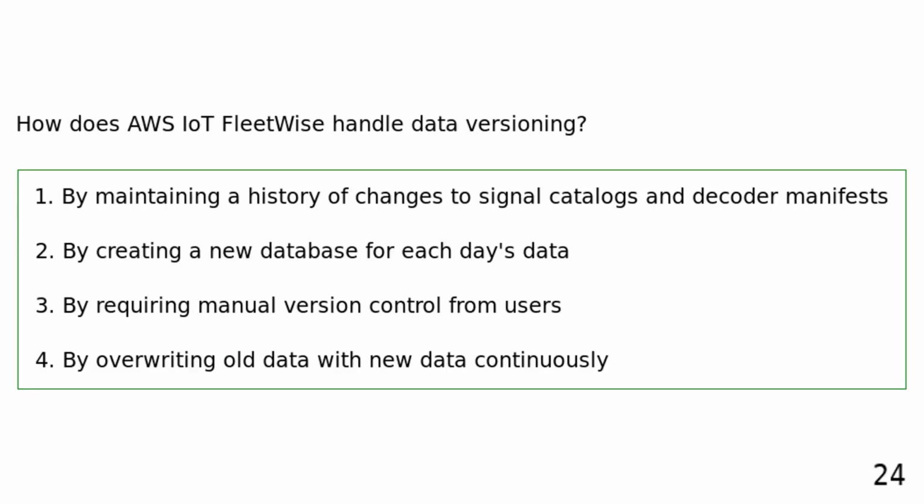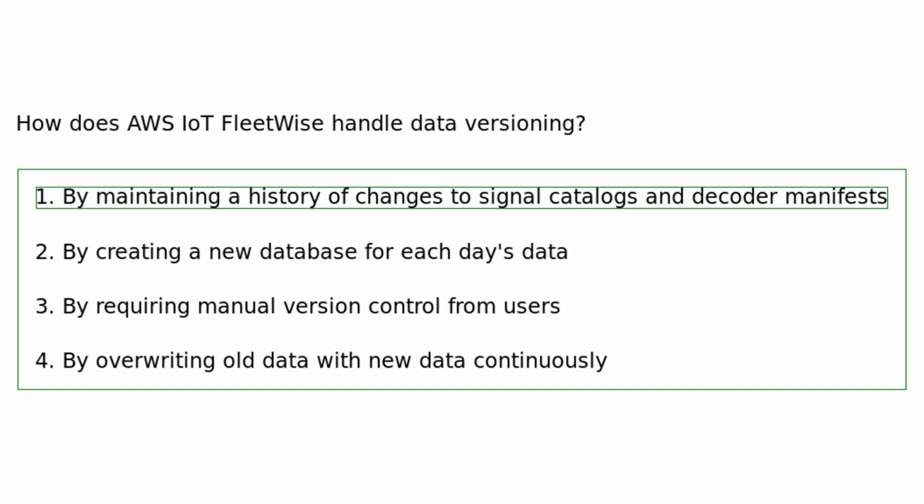How does AWS IoT FleetWise handle data versioning? By maintaining a history of changes to signal catalogs and decoder manifests. By creating a new database for each day's data. By requiring manual version control from users. By overwriting old data with new data continuously. AWS IoT FleetWise handles data versioning by maintaining a history of changes to signal catalogs and decoder manifests, enabling traceability and the ability to work with data collected under different configurations.